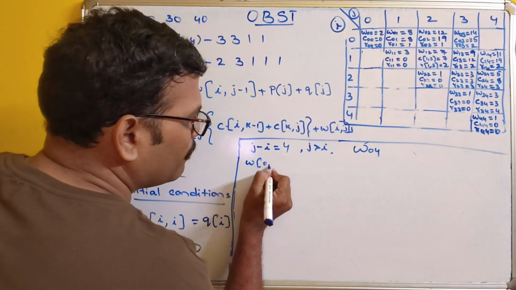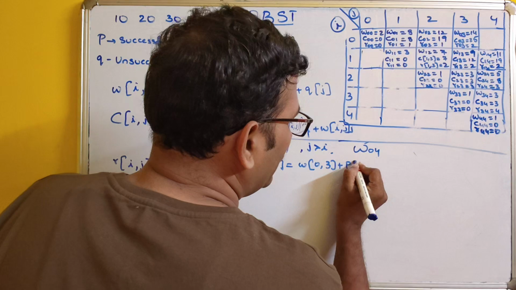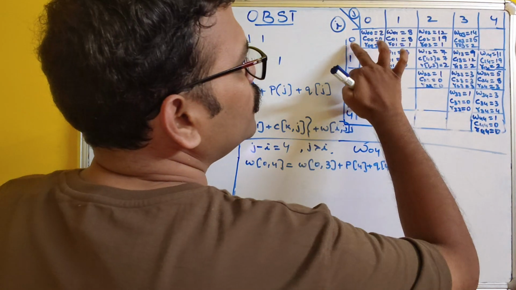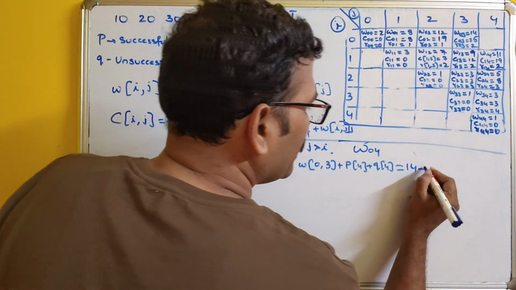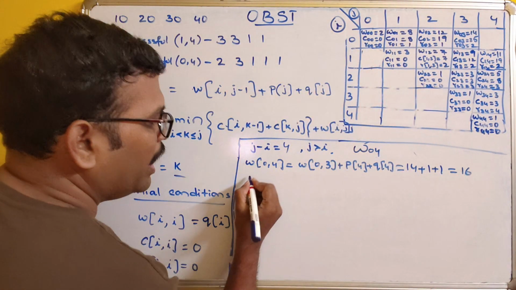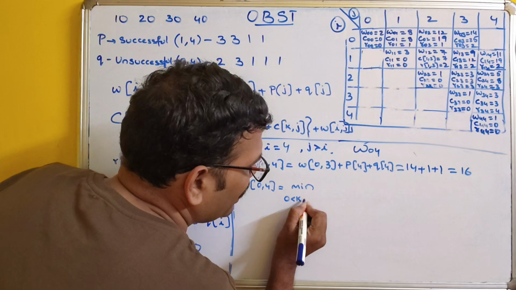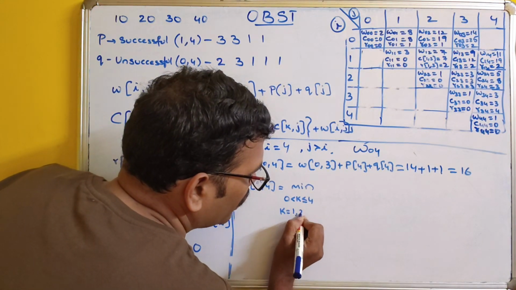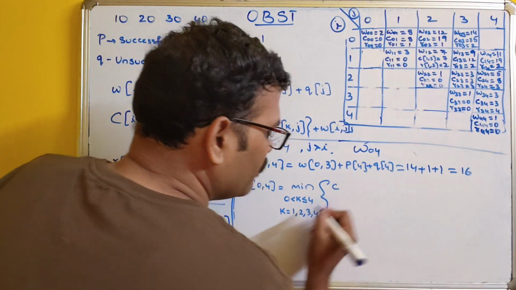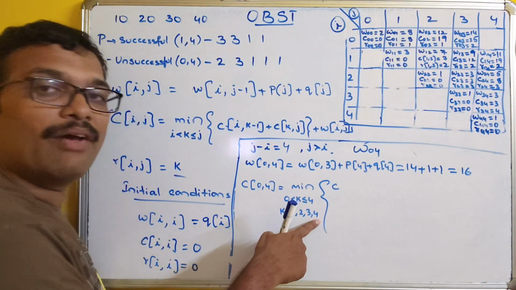So weight of 0, 4 is equal to W of 0, J minus 1, 3 plus P of J, 4 plus Q of J, 4. So W of 0 3, which is 14, plus P of 4, it is 1, Q of 4, it is 1, which is 16. And similarly C of 0, 4 is the minimum value over k with 0 less than k less than or equal to 4. K holds the values 1, 2, 3, 4. So 4 values. In the first case k value will be 1, second case k value will be 2, third case k value will be 3, fourth case k value will be 4.